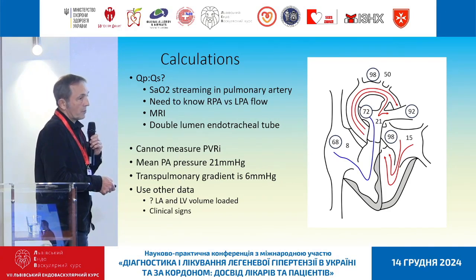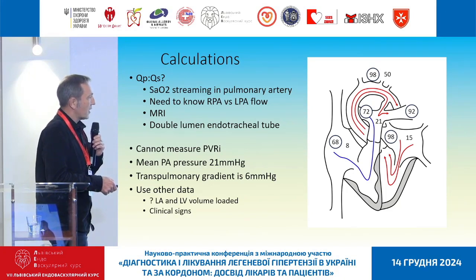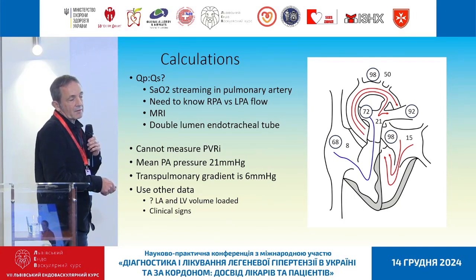The mean pulmonary artery pressure is 21. That's up a little bit if you take over 20, or it's borderline if you take between 20 and 21. So that's up a little bit. The transpulmonary gradient is also borderline. It's 6. It's right on the edge. So you have to look at other data. You have to use your clinical skills to decide whether there's a significant shunt through the duct.